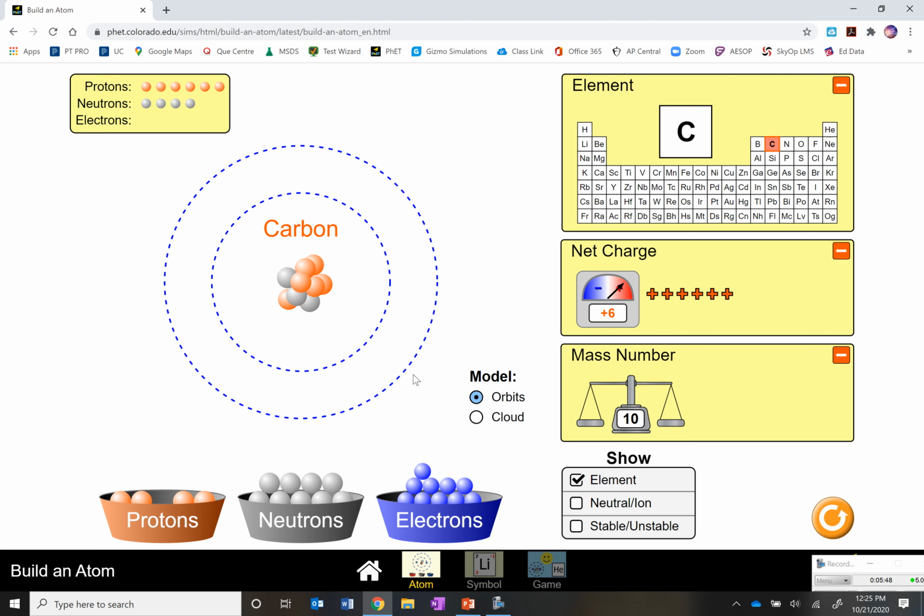A couple things to know. Our mass number is increasing. The net charge is not increasing because neutrons are neutral. They don't have a charge. And we can keep adding these in the simulator, kind of as many as you want.